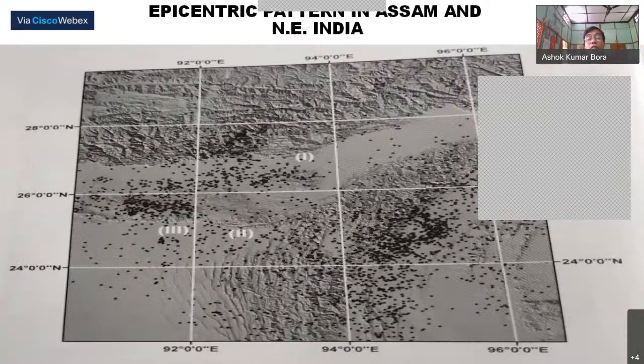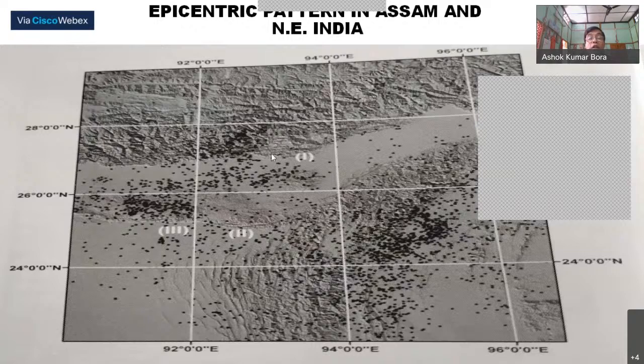Then this is a plot of epicenters on an SRTM mosaic image, and we have seen that these three regions, first region, second, third, are the regions where neotectonic activities have been observed. And because of these neotectonic activities, some small and moderate earthquakes are taking place here. And recently in Sonitpur district, as Professor Pathak has pointed out, this year on 28 April, a 6 point something magnitude earthquake took place here in Sonitpur district.